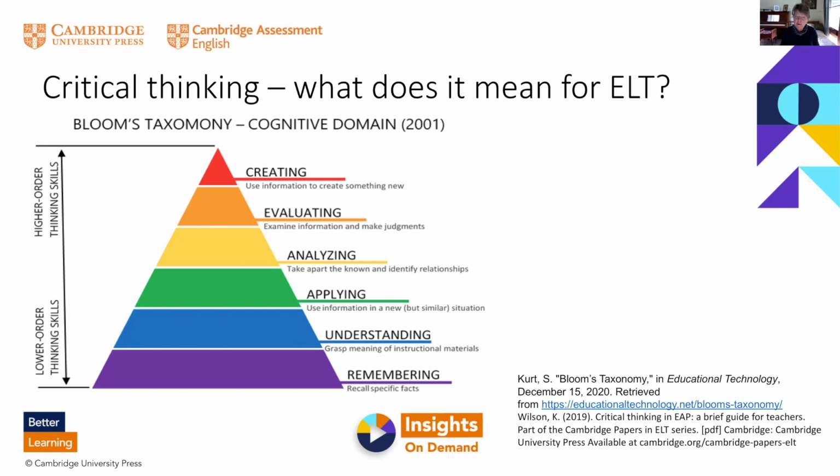And then when we move up through this pyramid, we move on to applying. So applying the knowledge that we've gained and the learning that we've been making, applying it in particular situations. And of course, our ELT learners have to do this all the time, don't they? They may have learned something about the past tense, but then they have to be able to apply that in their own meaning making.